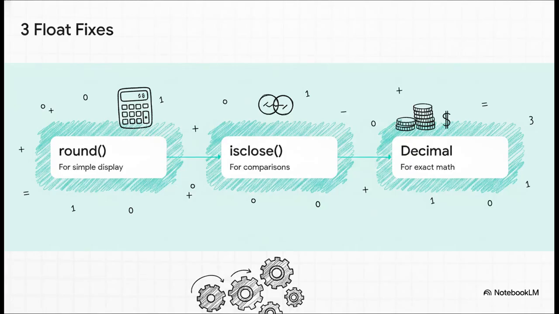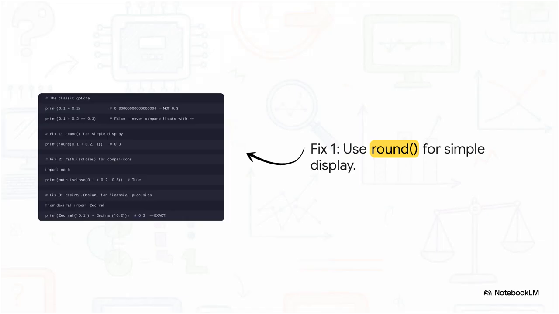Now that we know why this happens, let's build up your arsenal. We've got 3 main fixes: round for display, math.isclose for comparison, and decimal.Decimal for exact math. All right, fix number 1. If you just need to show a nice, clean number to a user on a screen, the built-in round function is totally your best friend. Just wrap your math in round, tell it you want 1 decimal place, and it elegantly trims off that messy binary residue. You get a perfect 0.3.